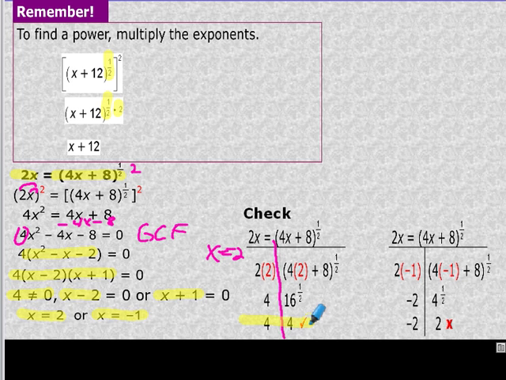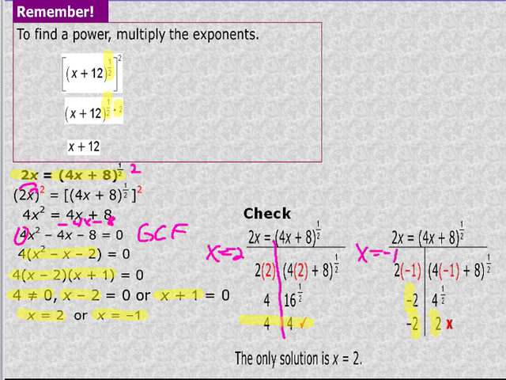And then we have x equal -1. So we have -2 here. On this side is going to be -4 plus 8, which is 4, to the 1/2 power. 4 to the 1/2 power is 2. So we have -2 is equal to 2. That is actually not valid. So our only solution is going to be x equals 2. So remember to check, or you're going to end up with an incorrect answer potentially.